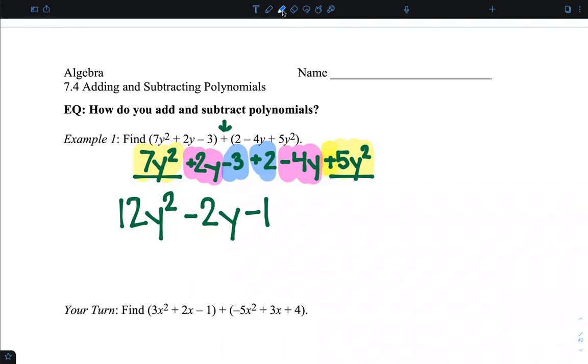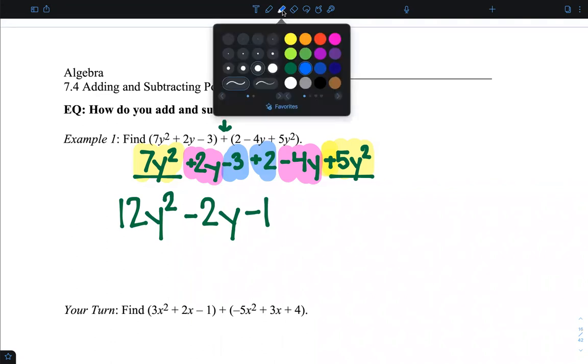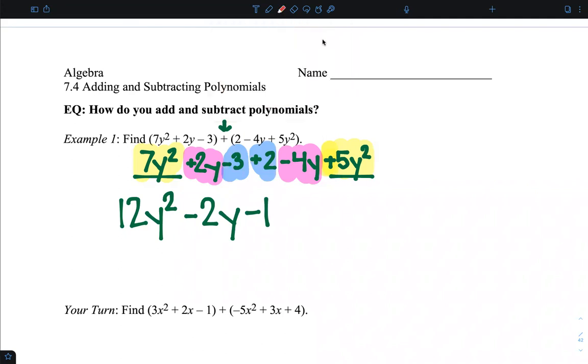But before I say that's my final answer, we should check a few things. We should check to make sure that I only have each type of term listed once. So I have a y squared, a y, and then a term without a y, or constant term. So doing all of that, are they in descending order? 2, 1, none. Referring to my exponents, I have an exponent of 2, an exponent of 1, and an exponent of none because it's not there. So checking those two things, that is my final answer.